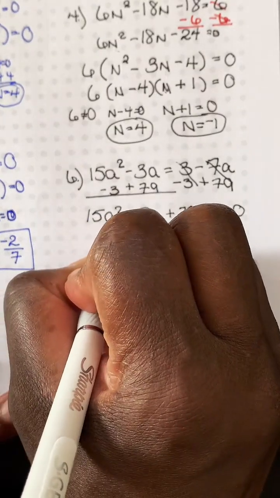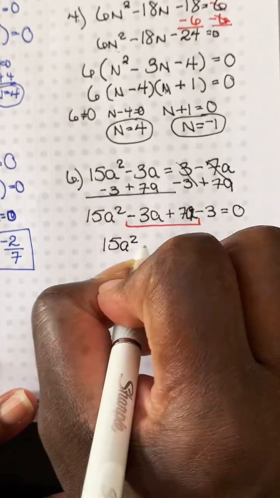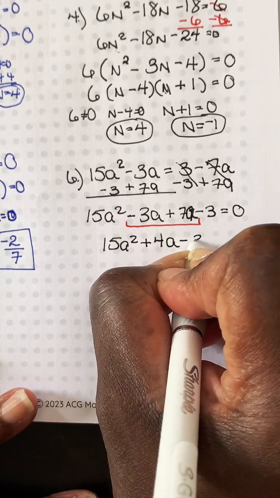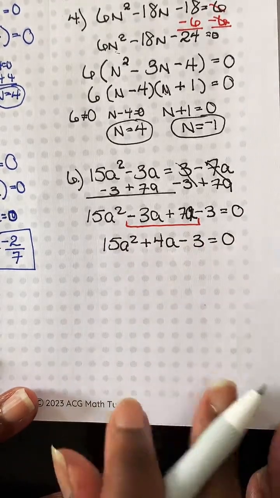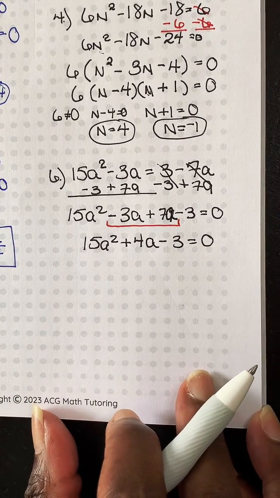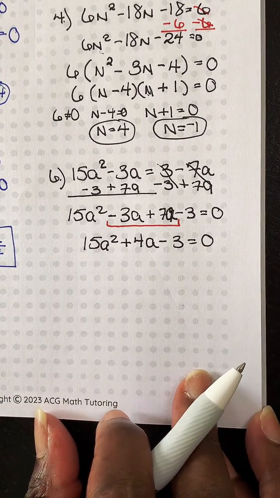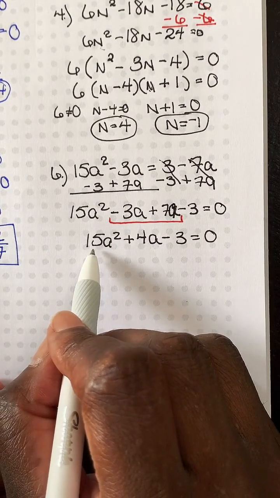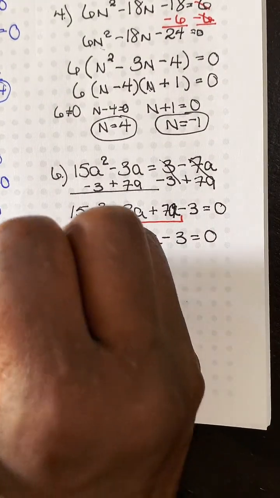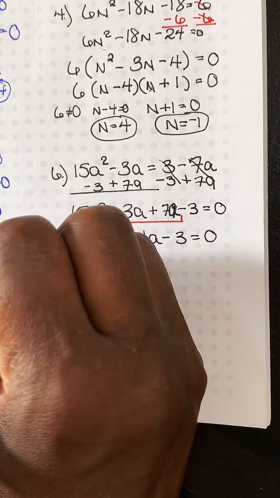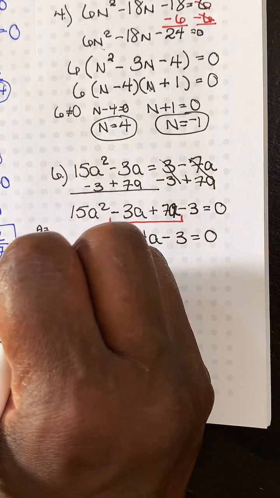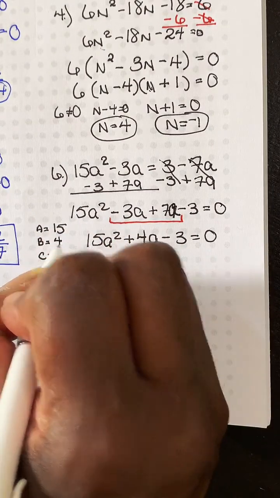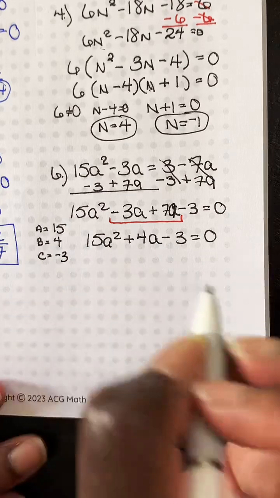So now we have our 15a squared. This will give us a positive 4a minus 3 equals 0. All right. So now, my leading coefficient is not 1 this time. So that means I'm going to be using my A, my B, and my C. My A is 15, my B is 4, and my C is negative 3.